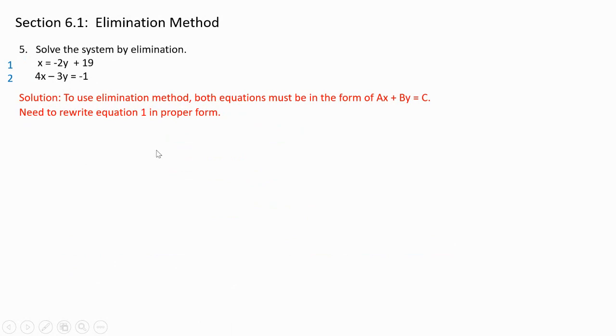I need to rewrite equation 1 in proper form. So we have the x on the left side. Now the y must also go to the left side. So we're going to add 2y to both sides.